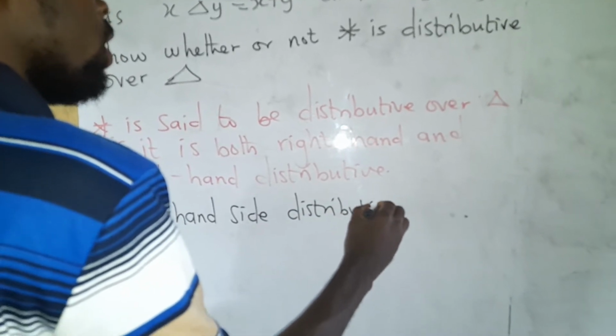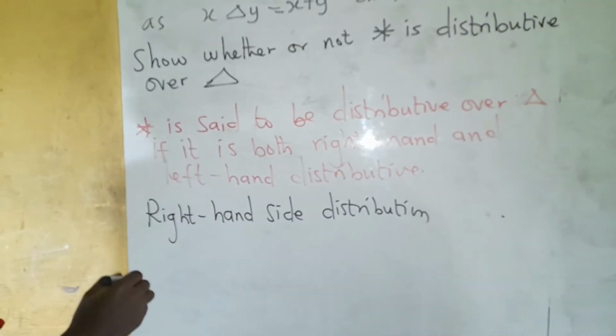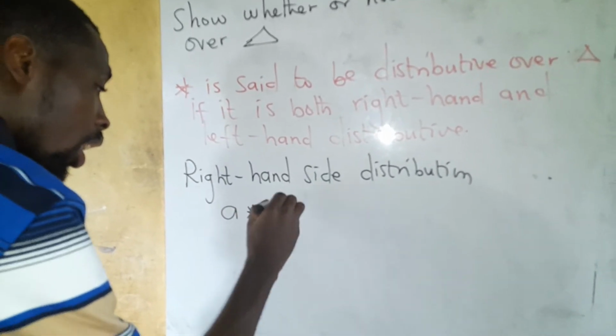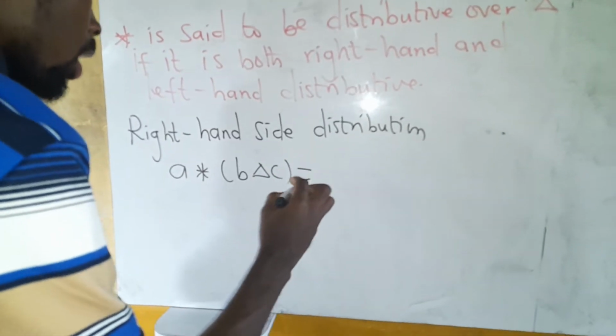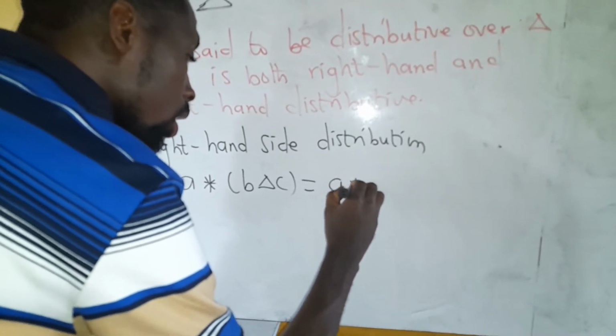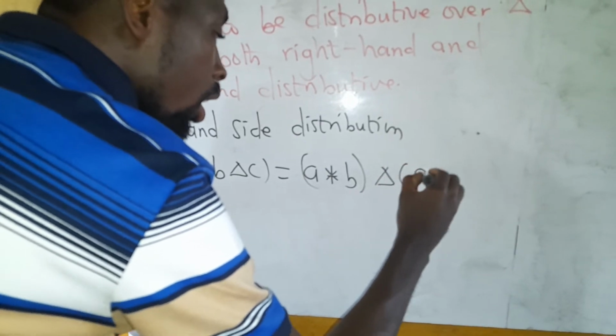So how do we do that? They say we should prove star is distributive over delta. Then we have to prove that A star B delta C is the same as A star B in bracket delta A star C.